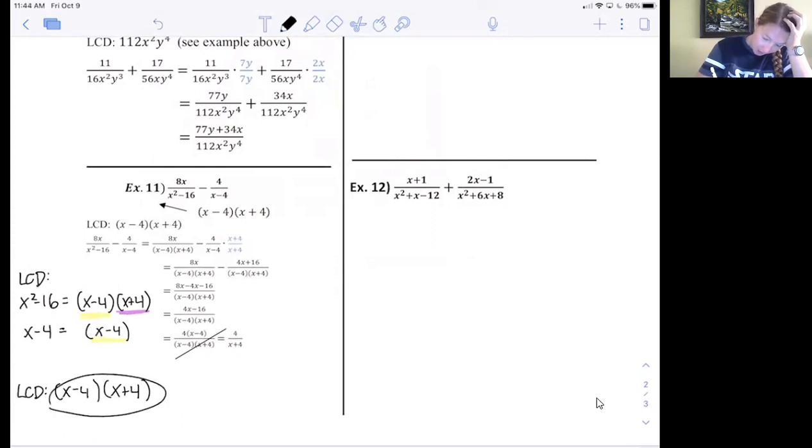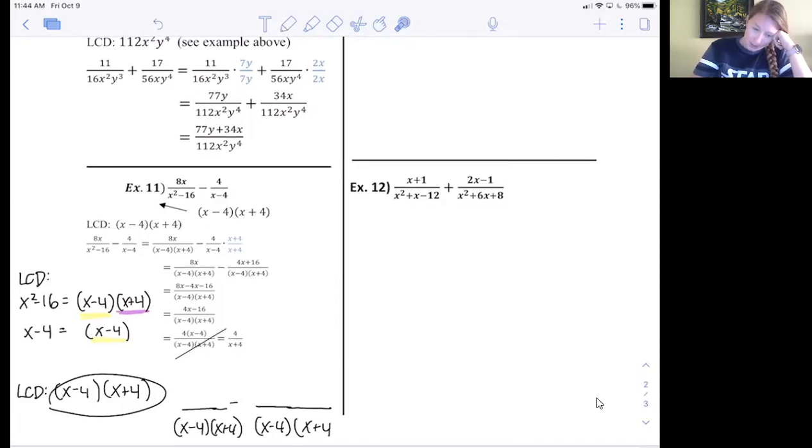Okay, so I know that when I subtract these two things, I'm going to have x minus 4, x plus 4 on the bottom of each. Now, okay, so this is where it might get a little complicated. So this is what I want on the bottom of my fraction. But in order to do that, if I look at this x squared minus 16, I already have x minus 4, x plus 4. So that's already what I want. So I don't need to do anything to it.